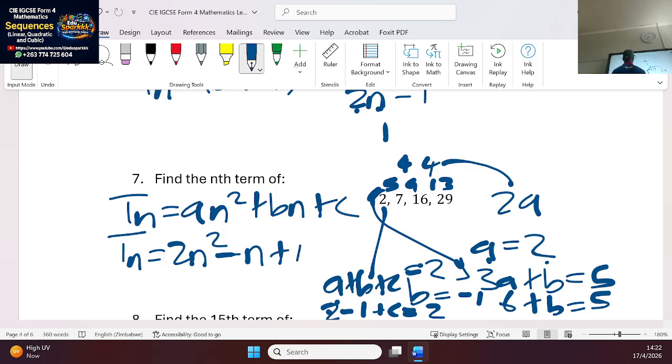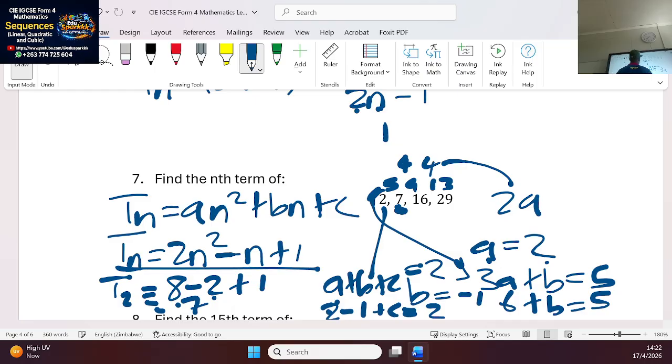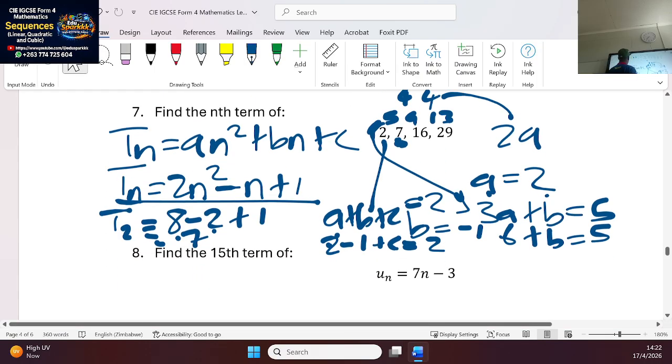So let's try and roughly test with the second position. Our n is 2, so it's 2 squared, which will give us 8. So let me try term 2. Say if I get 7. So 2 times 2 squared, that's 8, minus 2 plus 1. So 8 minus 2 is 6, plus 1, 7. So it looks like this formula here is correct for that given pattern.